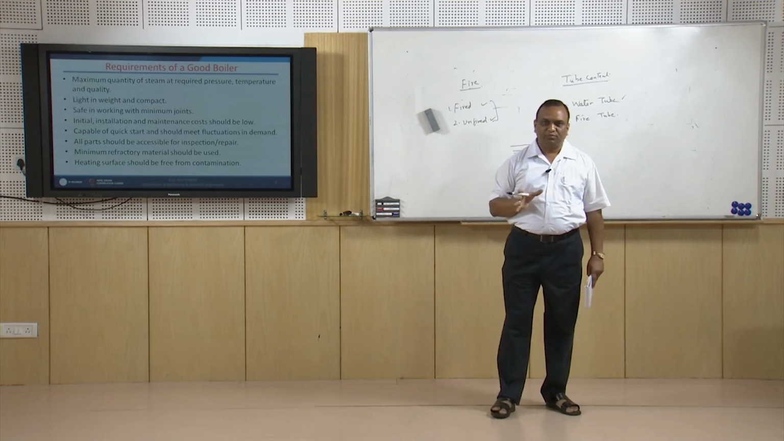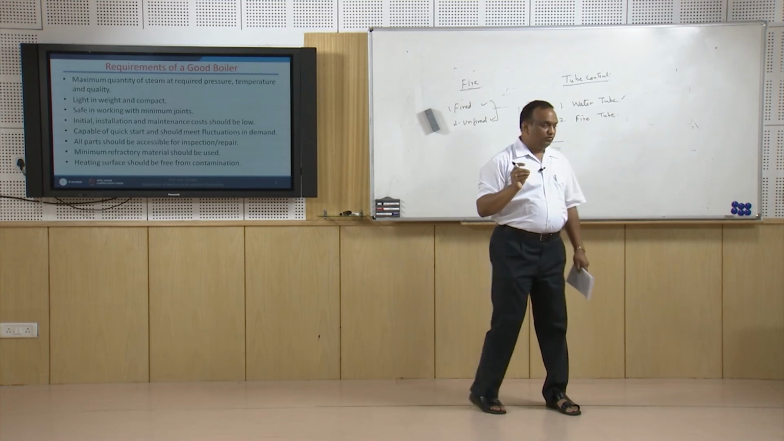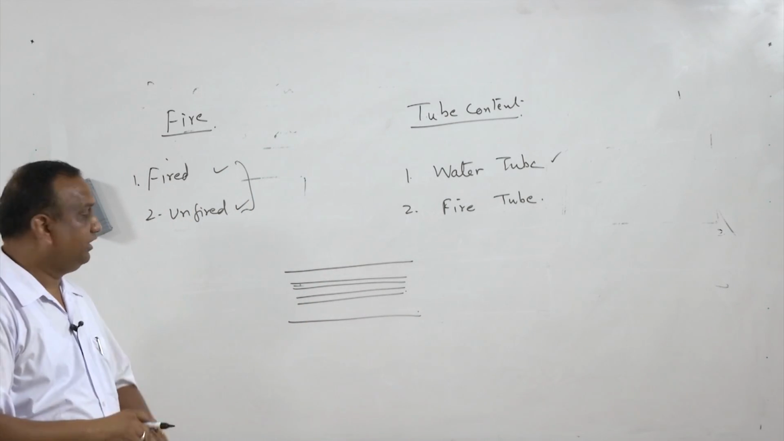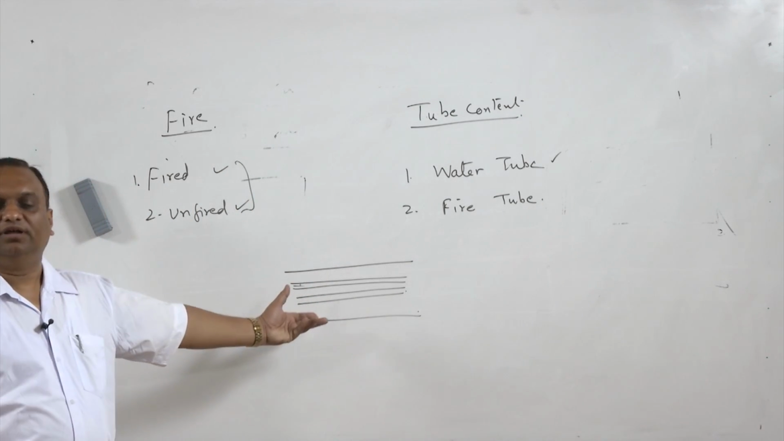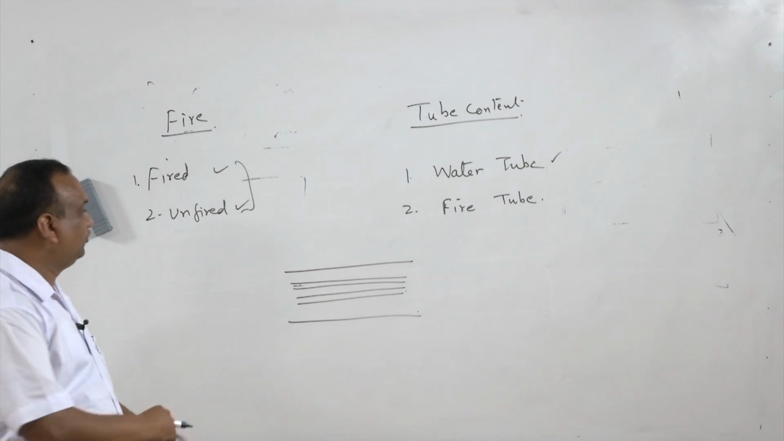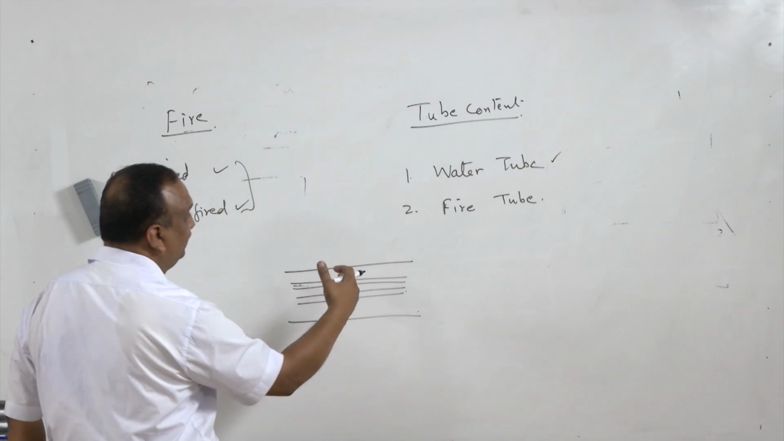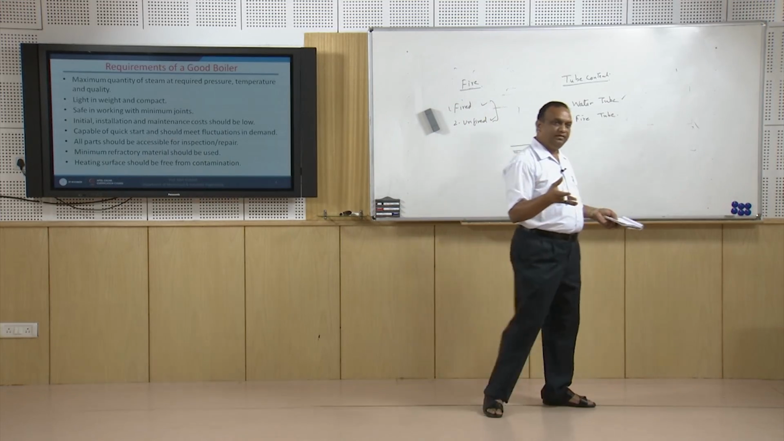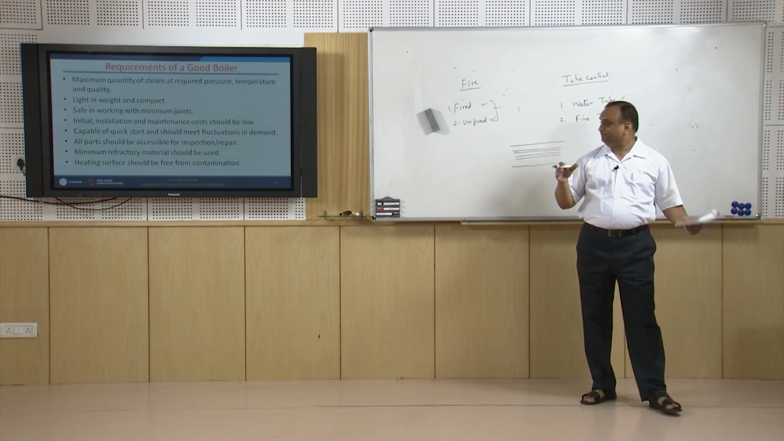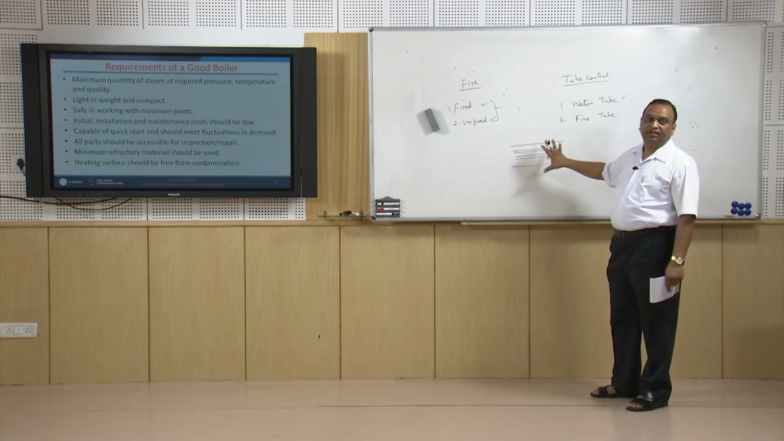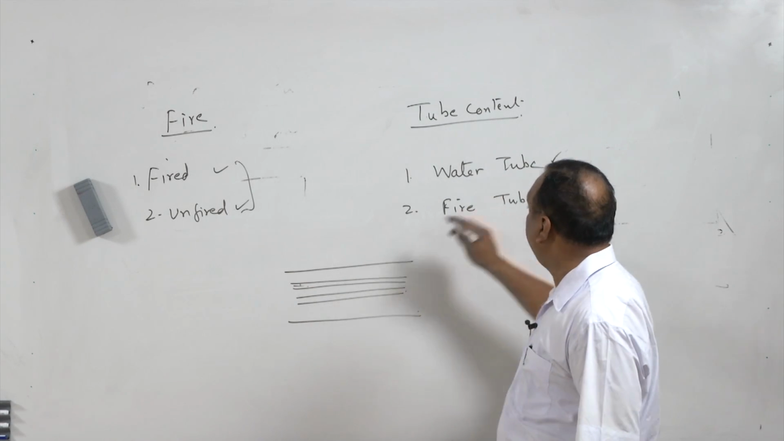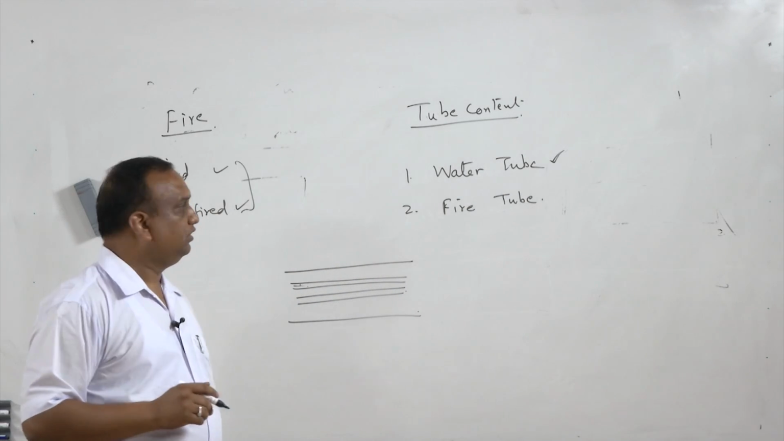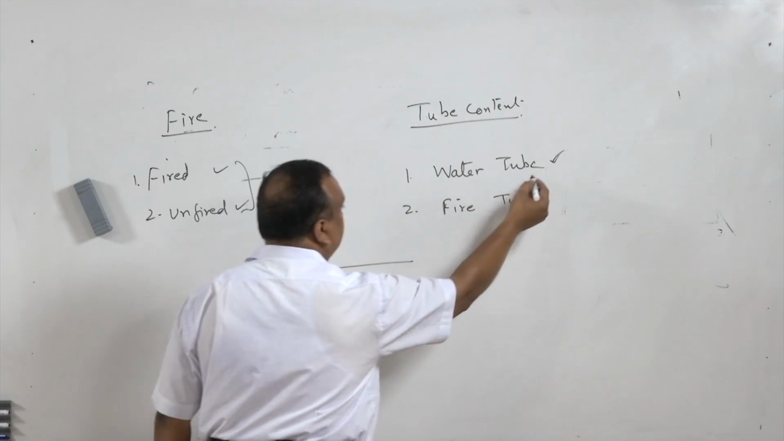There can be two arrangements. Either flue gases flow in the tubes and the shell is filled with the water, or the shell is filled with the flue gases and water flows inside the tube. When the boiler housing is filled with the flue gases and water flows inside the tube, then it is called a water tube boiler. Most of the modern high pressure boilers, and earlier also a number of boilers, were water tube boilers.